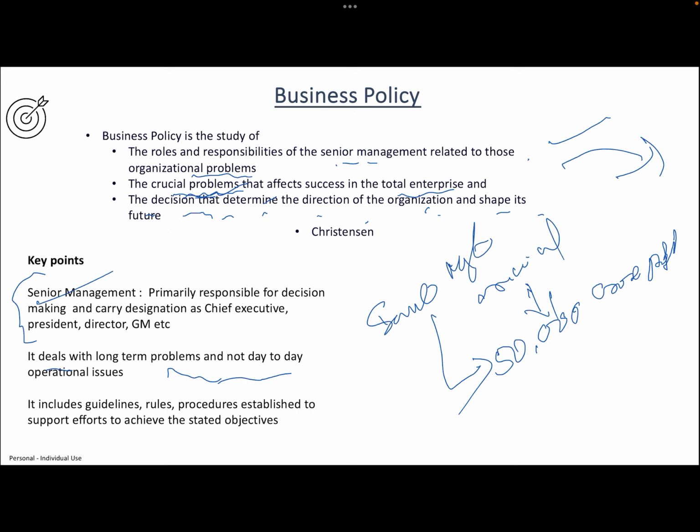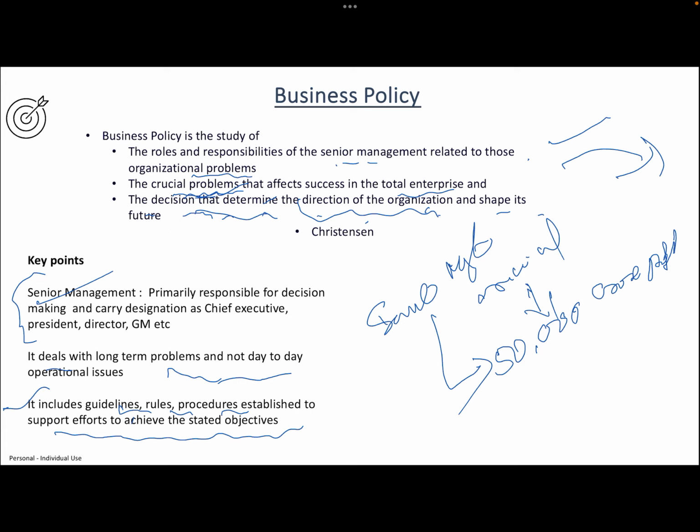Further, what does it include? It includes direction, etc. Right? So it includes guidelines, rules, procedures to support efforts to achieve the stated objectives. So they prepare business policy, which also includes preparation of guidelines, rules, procedures that will help to achieve the stated objectives.